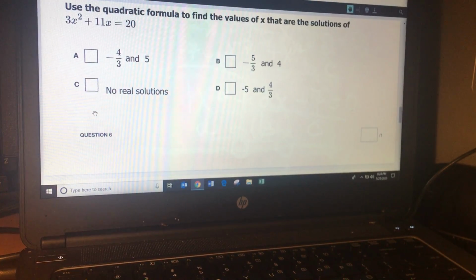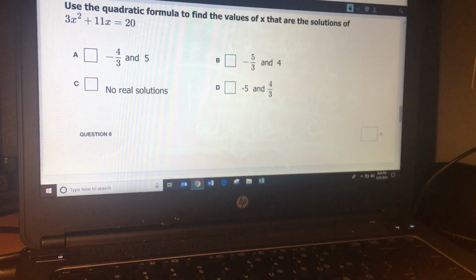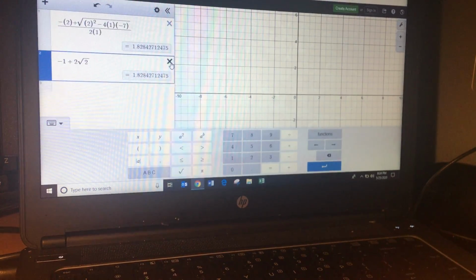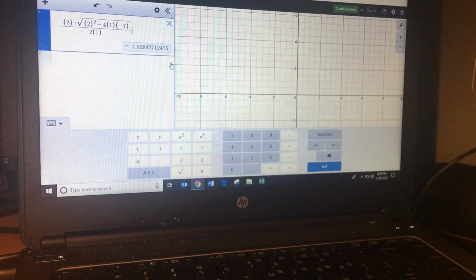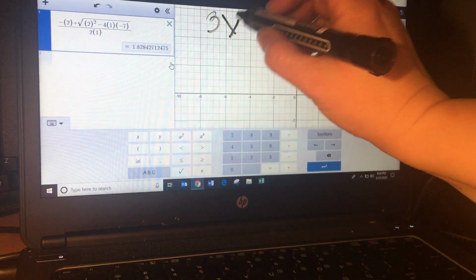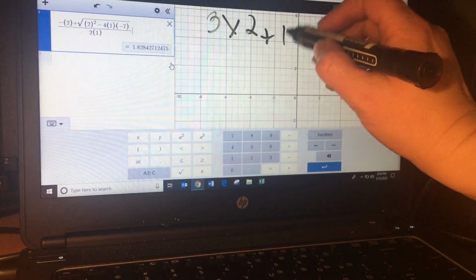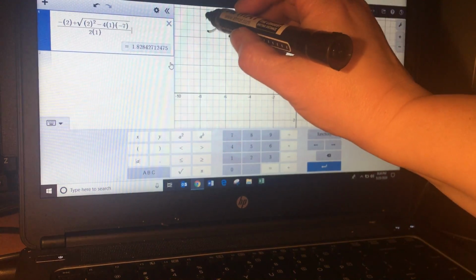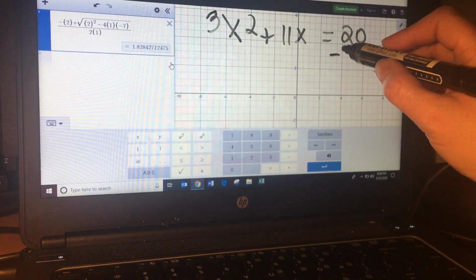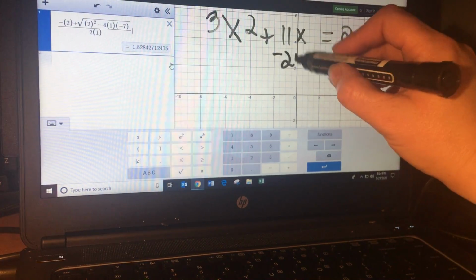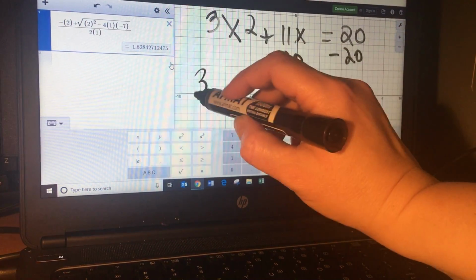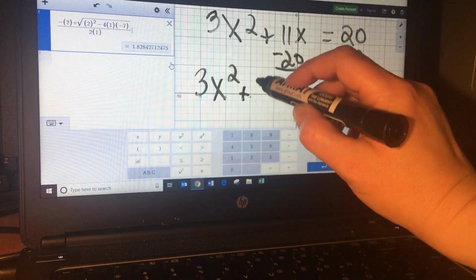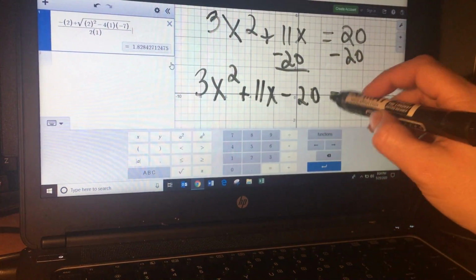Alright, so we have 3x squared plus 11x equals 20. I'm going to move it around again. Let's just go to Desmos. We'll move it there. It'll be easier. Well, let's clear this off. And write our equations. 3x squared plus 11x equals 20. Now I would like to move that 20. So I'm going to do the opposite operation, which is minus 20. Okay. So our new equation, 3x squared plus 11x minus 20 equals 0.